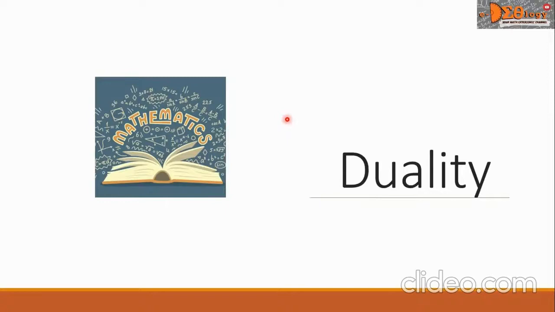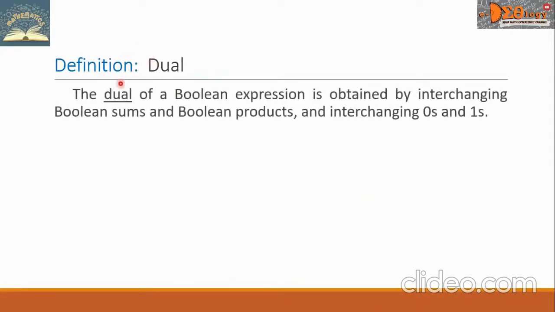Today, we're going to study duality. Let us define dual. The dual of a Boolean expression is obtained by interchanging Boolean sums and Boolean products and interchanging zeros and ones.